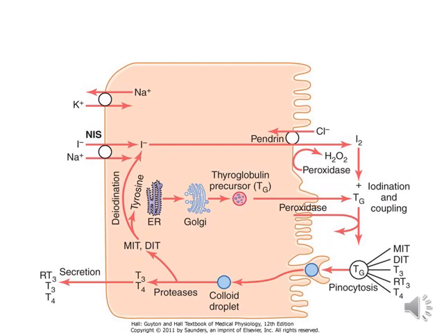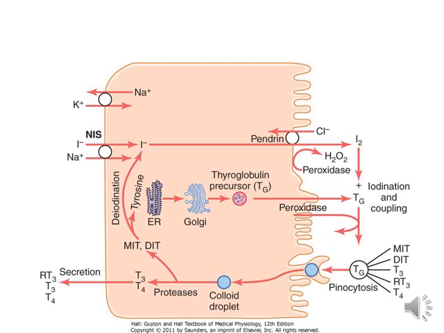And there is another pump, NIS, which is a co-transporter which brings in sodium ion with just one ion of iodide. The mechanism of this pump is a secondary active transporter. It is dependent on the work of the sodium potassium ATPase.